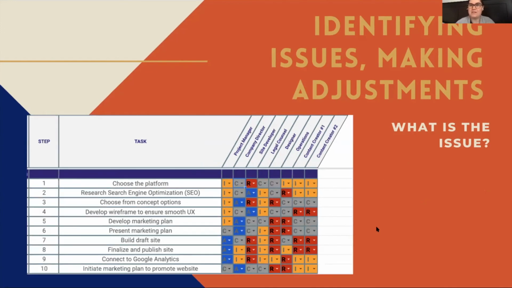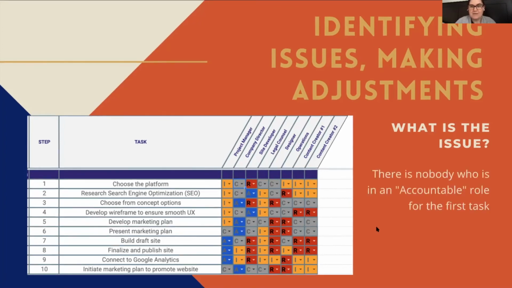All right, one more example. See if you can find the issue here. All right, let's see if you got it right. So in this one, there's nobody who's in an accountable role for that first task. So think about it, it's like the opposite of the last one.